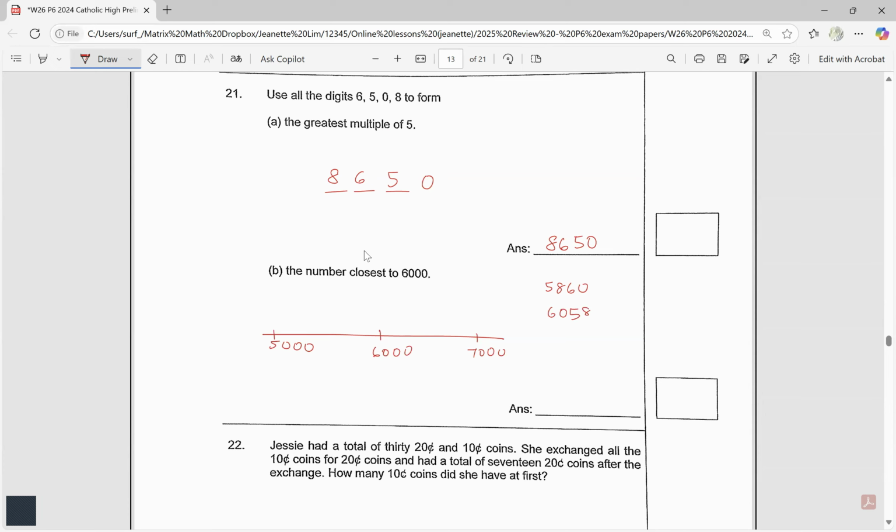Now on the number line, 5,800, probably somewhere here. 5,860. Then 6,058 is even nearer to 6,000. Okay, because you're comparing 58 versus 60. So the number that is closest will be 6,058.